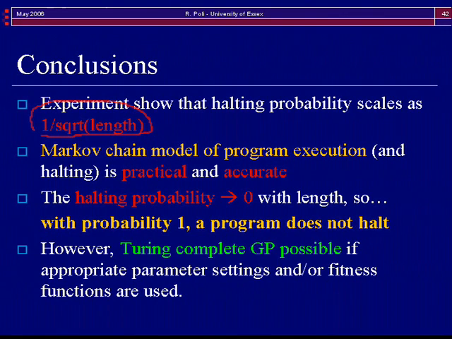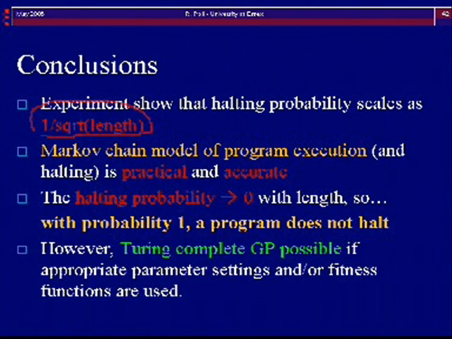In both cases, both the scaling law and the Markov chain show that the halting probability is approaching 0 as the length grows. This does not mean that Turing-complete GP is not possible. In fact, as we've shown, with simple changes to the parameters of the system, it's possible to get a very good proportion of programs that halt, and so we can get evolution going, even with the simplest possible fitness function for non-halting programs.